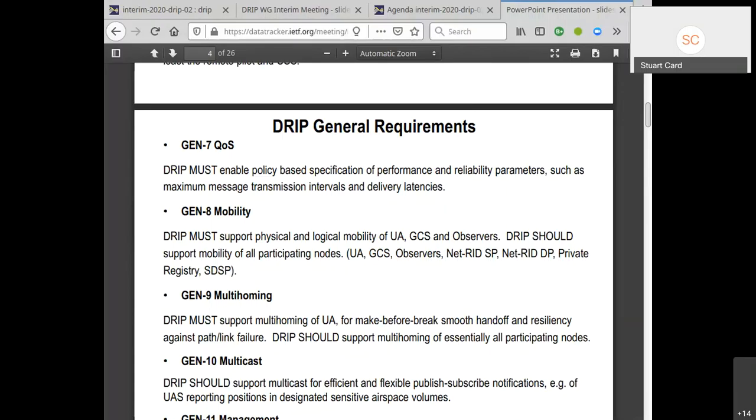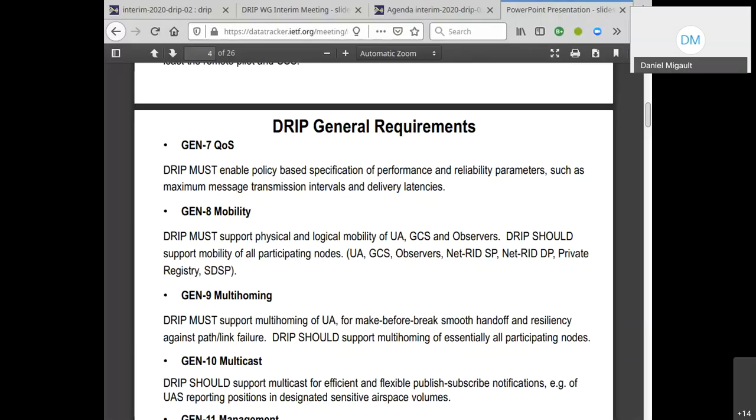Obviously, mobility is central to what we're doing here. That drives a requirement for multi-homing so that you have make-before-break handoff and just general resiliency. Multicast, I've listed it as a should. I've received some commentary that perhaps it should be a must. I was leery of making it a must, even though I'm a huge IPv6 multicast fan and see it as having a lot of applicability. And then finally, management. The people who are using this for situational awareness of what's going on in the airspace need to know how good their receiver network is. Are there holes in the coverage where they would have visibility? Any discussion on these? So I think on the queue, I have Eric.